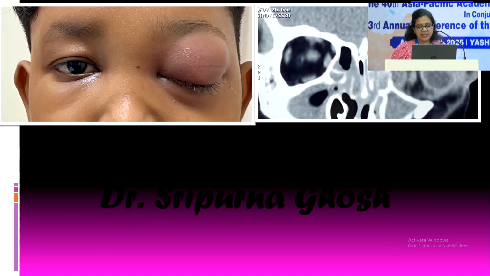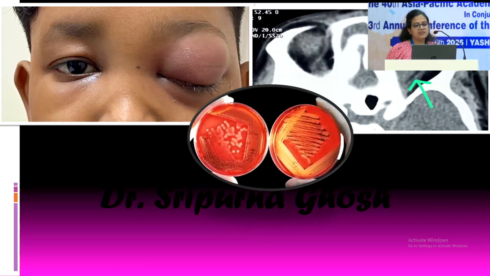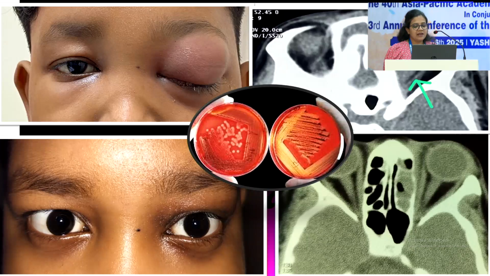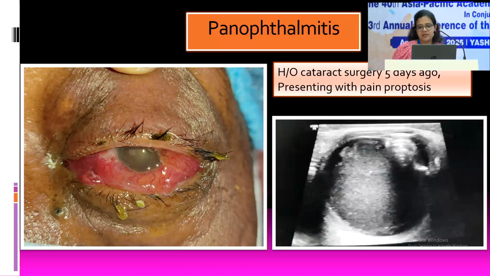This case was sent to us by Dr. Bhaduri sir. He was a 12-year-old male having recurrent swelling in the left eye over the last few weeks. On imaging, we find an abscess. We sent the sample after incision and drainage for culture sensitivity, and after a course of IV antibiotics and FESS being done, he recovered wonderfully. This man is 80 years old. He had undergone cataract surgery a few days ago, and presented to us with pain, proptosis, and restriction of eye movement. This was a case of panophthalmitis.